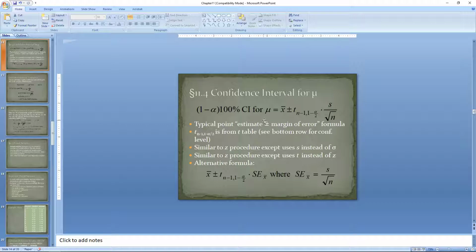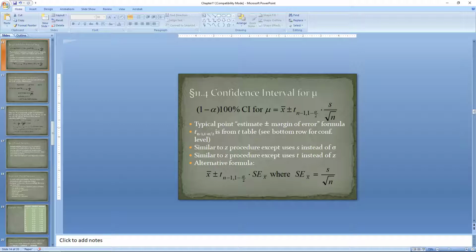Remember that since we're changing our standard deviation from a known population to the sample, we're using S as our standard deviation. And since we're using that, we're using a t-table. We're going to start using the t-table information to find our confidence intervals, and that's denoted by t subscript n minus 1, which is degrees of freedom, comma 1 minus alpha over 2, which sets our 1 minus alpha confidence interval. Similar to the z-procedures, except it uses S instead of sigma, and t instead of a z-score.